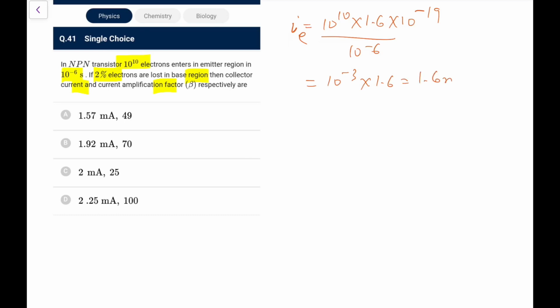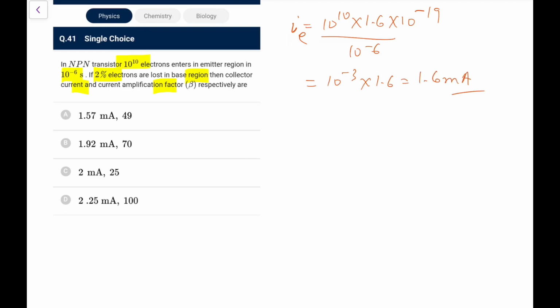Again an NPN transistor, 10 to the power 10 electrons enter the emitter region. 2% are lost in the base. The collector current and current amplification factor. So first of all, 10 to the power 10 enter in. So current would be 10 to the power 10 into 1.6 into 10 to the power minus 19 upon 10 to the power minus 6, and this is the emitter current. So this is 1.6 milliampere.